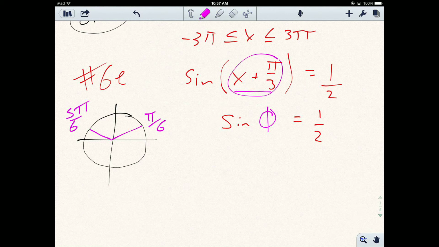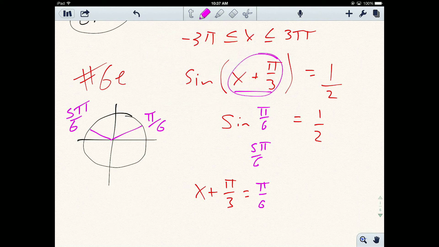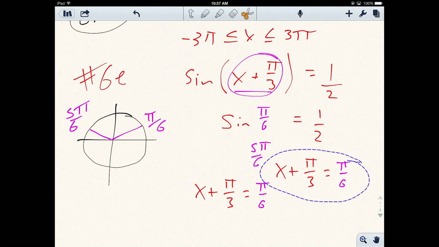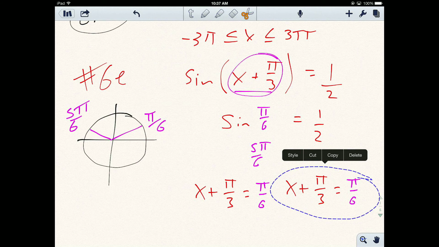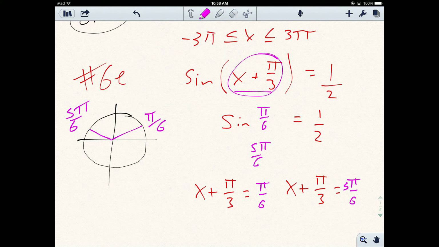So whatever this is, I know that's got to equal pi sixths or 5 pi sixths. All right, so we can write two things. You can say, I know that x plus pi thirds, whatever that is, has got to equal pi sixths, or all that's got to equal 5 pi sixths. Right? Two things, two equations. We're going to go from there. Okay?